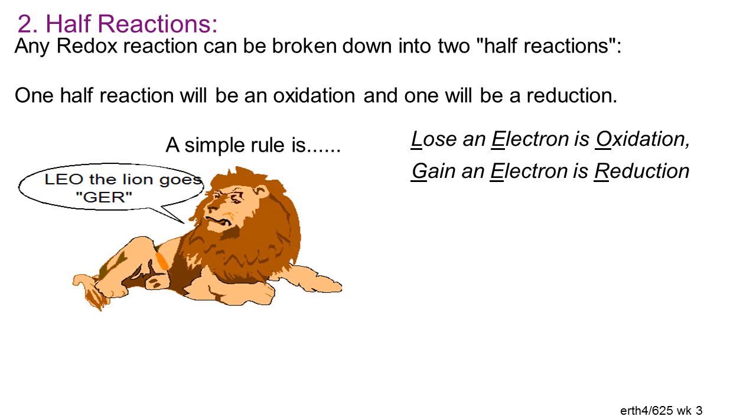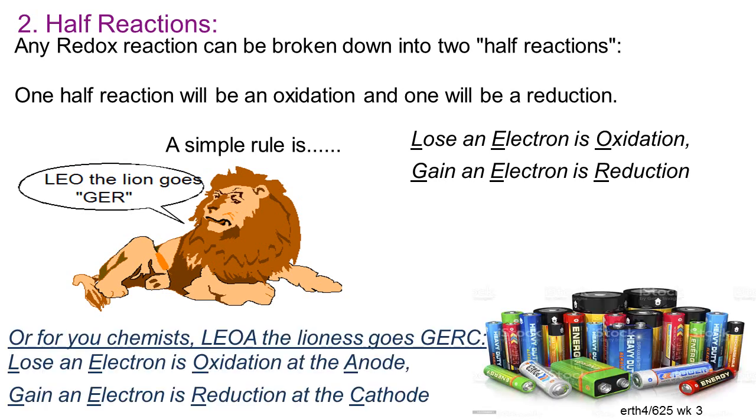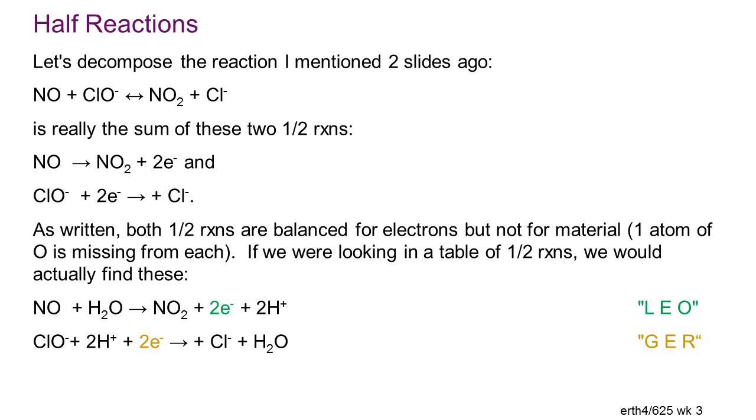In fact, I was a chemistry major as an undergrad, so I actually learned that Leo the lioness goes grr. The only difference in that slightly different way of saying it is that you lose an electron, which is oxidation at the anode of a battery, and gaining electrons is reduction at the cathode of a battery.